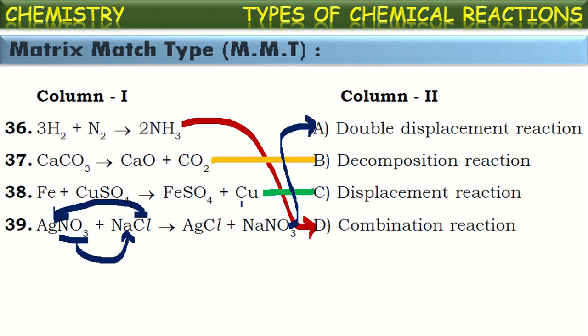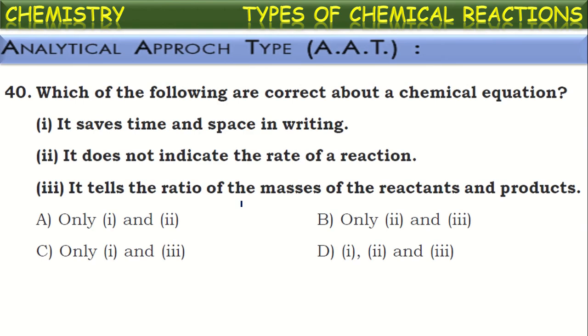Okay. Next question. Analytical type questions. Which of the following are correct about a chemical equation? See, certain statements are mentioned here. Chemical equation saves time and space in writing. Yes, these equations are meant for that actually, to represent the chemical reactions in a simple way.